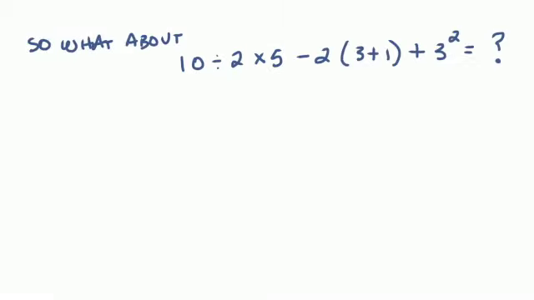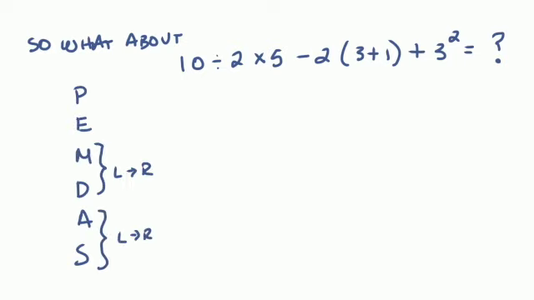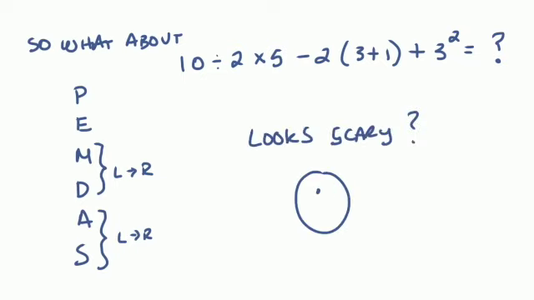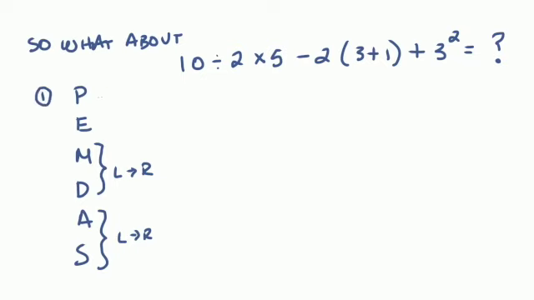So what about, let's say, 10 divided by 2 times 5 minus 2 times (3 plus 1) plus 3 squared? Very complicated looking problem, right? Well, PEMDAS will tell us. I know it looks scary. You may be wondering how to tackle it, but look, the first step is to solve grouping symbols.